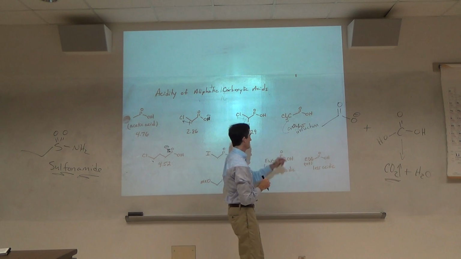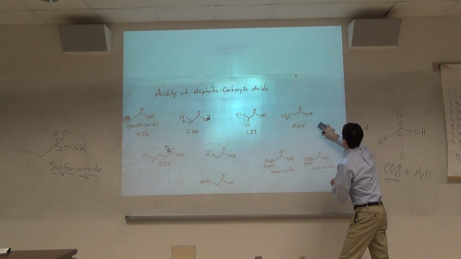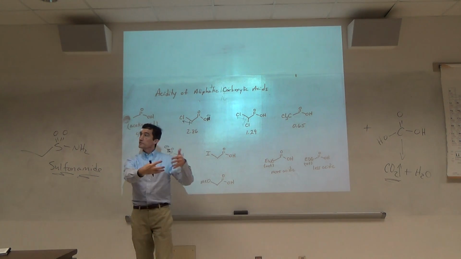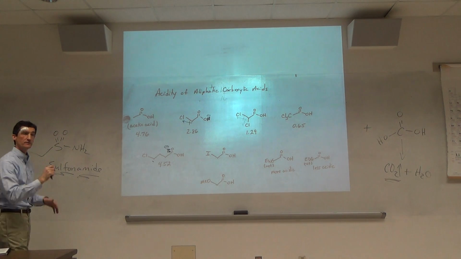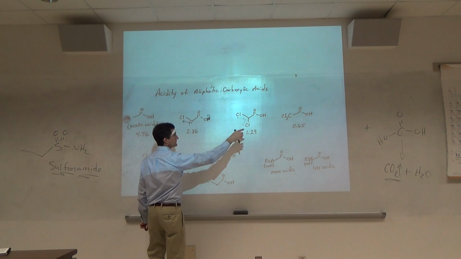What about 3? So there's 3 there. You get the idea? The more pulling you can provide to stabilize the resulting anion, the more willing it is to form. So does that make sense?